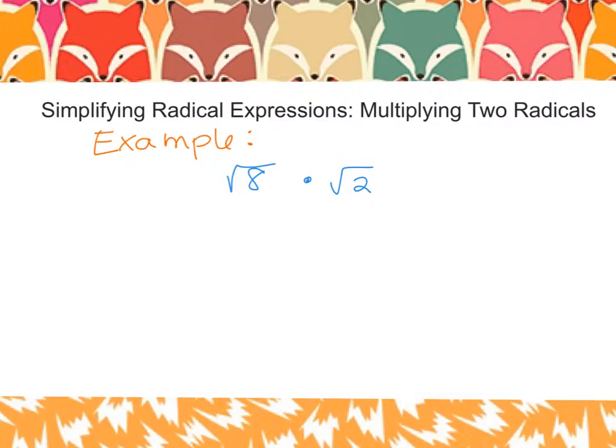All right, in our next example, we are still just multiplying two radical expressions. Now, you could simplify the square root of 8 first. However, it's sometimes just as easy to multiply both of the radicands. So just like our last example, we can multiply 8 and 2 under the radical. And when we multiply those, we get 16.